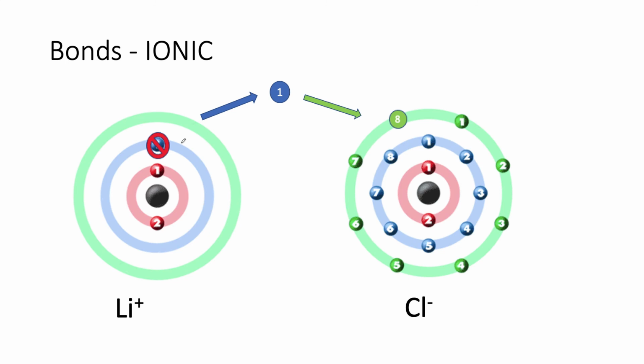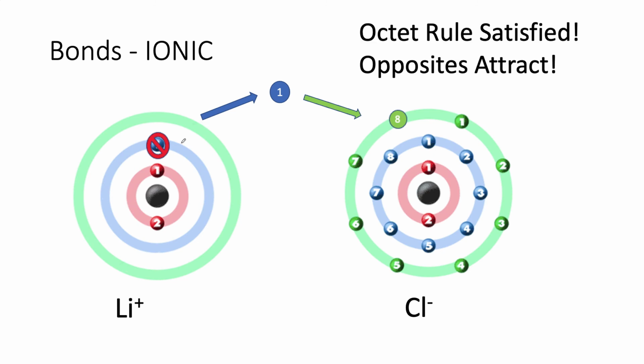Lithium gets rid of its electron and chloride can pick it up. This results in both of them having their octet rule satisfied. Lithium has a full 1st shell and chloride has a full 3rd shell. And we're going to make a compound called lithium chloride. And these guys become a molecule because they're attracted to one another.